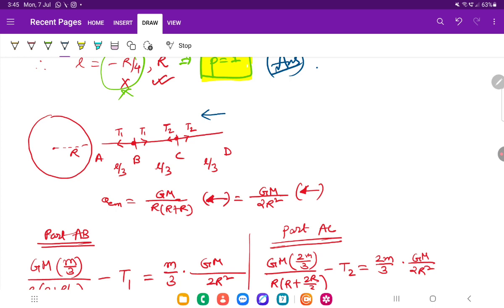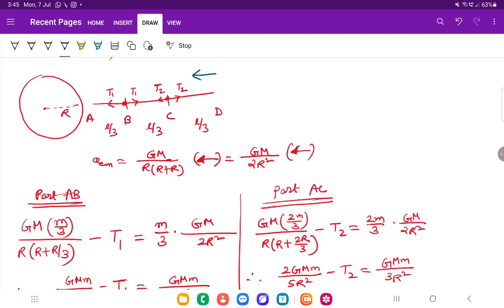We are supposed to find out the ratio at B to C, because nearer point to further point, that was our sequence given in the question. So what will be the acceleration of the rod, or you can call it the acceleration of center of mass of the rod. Anyway, it is actually same.